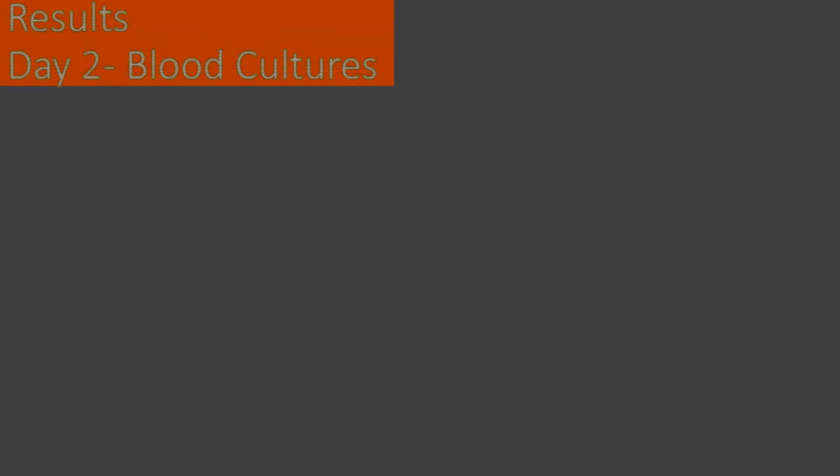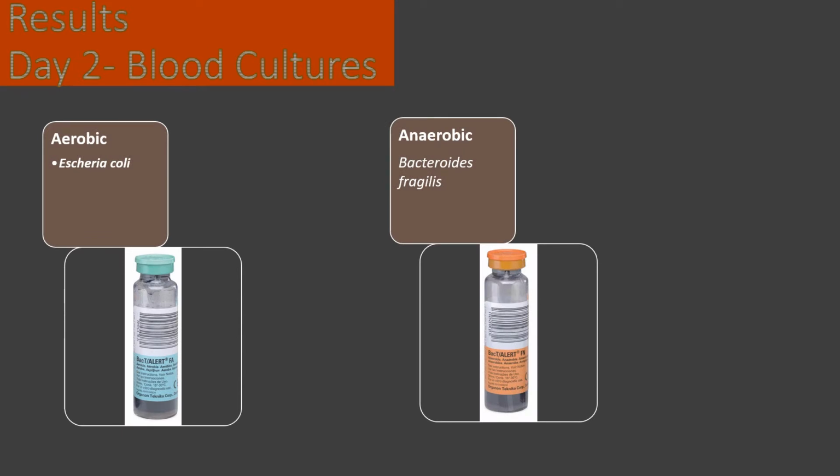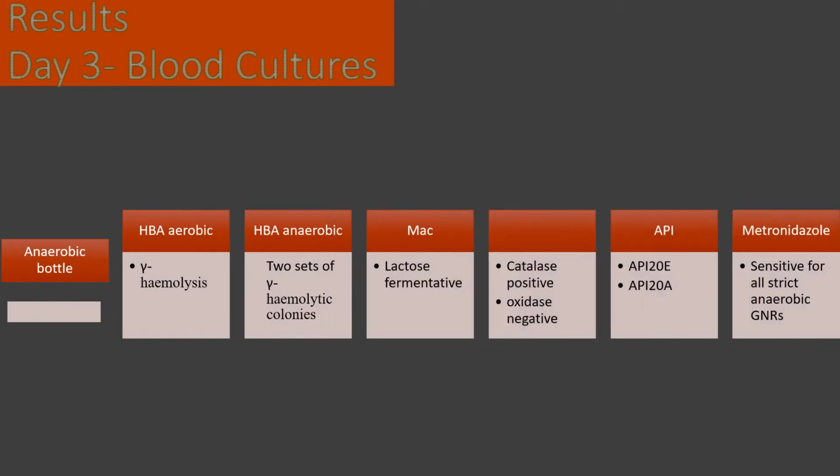After 2 days of incubation, the blood cultures came positive and were cultured. From the positive anaerobic, we eventually proceeded to identify it via API-20A and found the strict anaerobe is Bacteroides fragilis, while API-20E identified the facultative anaerobe as E. coli.